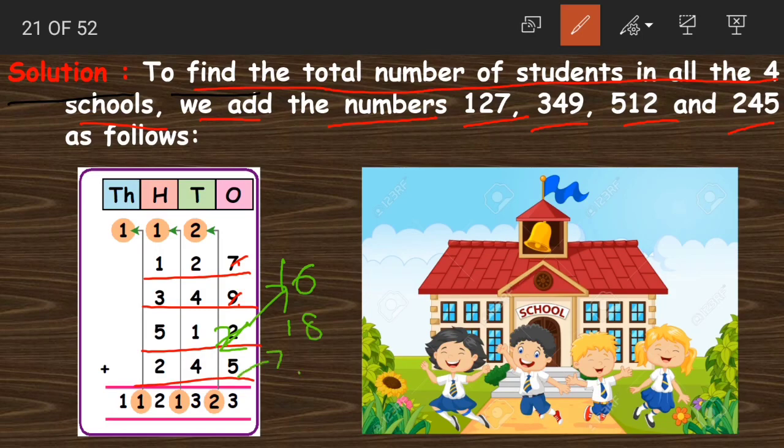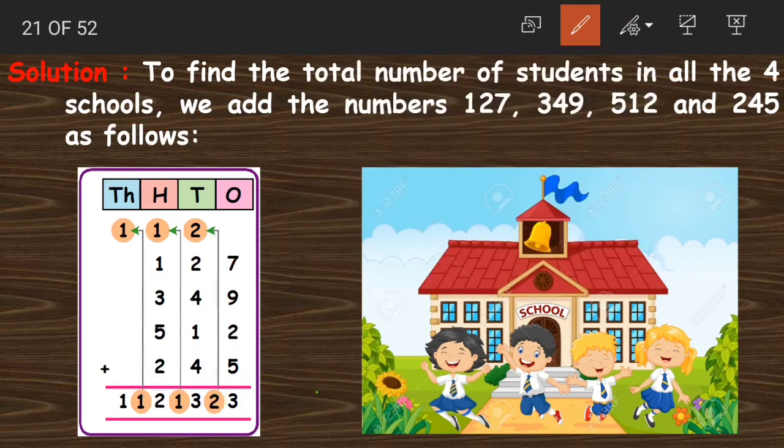Now 18 plus 5 becomes 23. Now what will we do with this 23? 3 is in the ones place here, so we are writing it here. 2 is in the tens place, so we are carrying it to the next digits. Yes, 3 is written here and 2, which is in the tens place, is carried to the next digits.